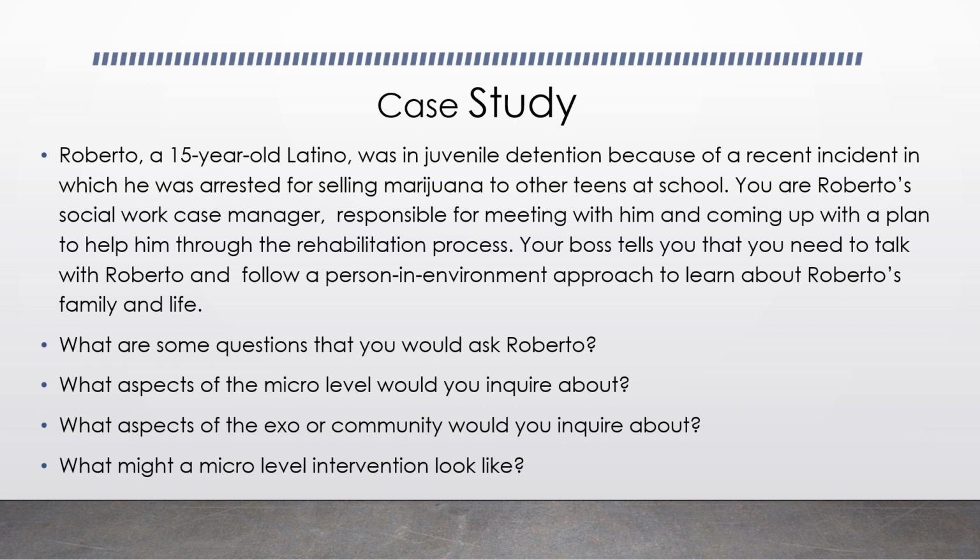So what might the micro intervention look like? Well, again, it depends on what we found out from Roberto. So let's go with example one, being that he just wanted to fit in with his peers, right? So he wanted to look cool, that kind of thing. Then maybe we talk about, well, what are your long-term goals? And is this friend network really going to help you do that? If you want to go to college, are these friends supporting you in doing that?